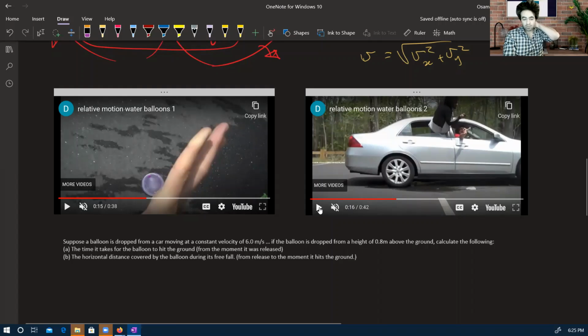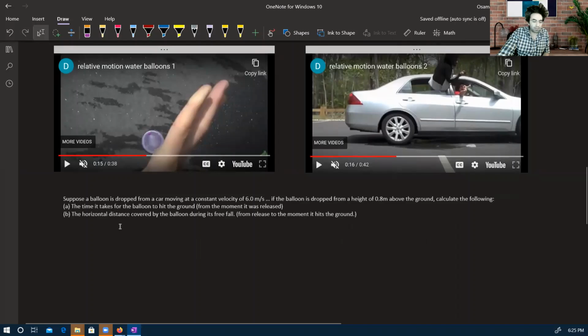The balloon is also moving at a constant velocity in the x direction, but it's accelerating in this vertical direction because it's being pulled down by gravity. So that means there is acceleration due to the force of gravity that is pulling it down. Okay, so this is what the problem is. This is how you would sort of visualize what's going on.